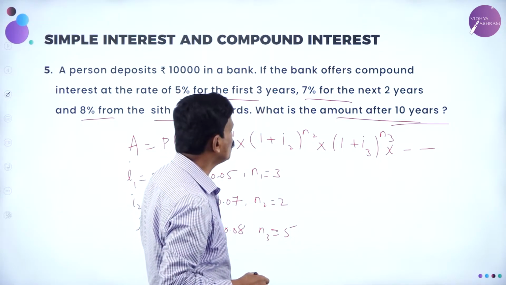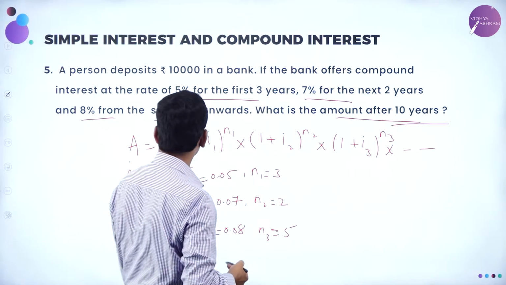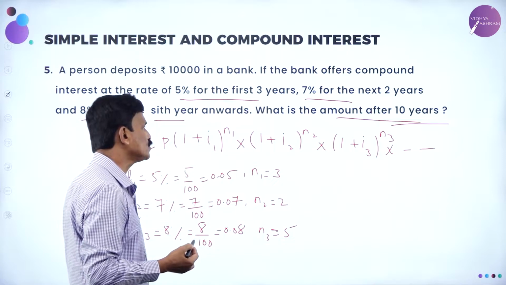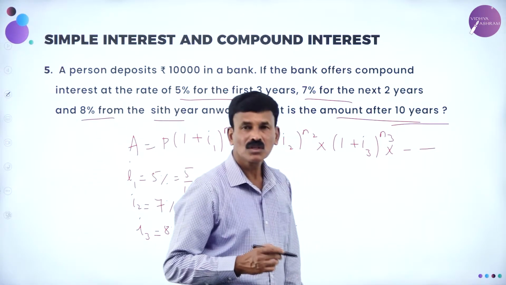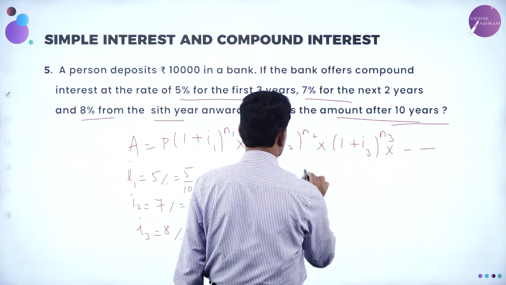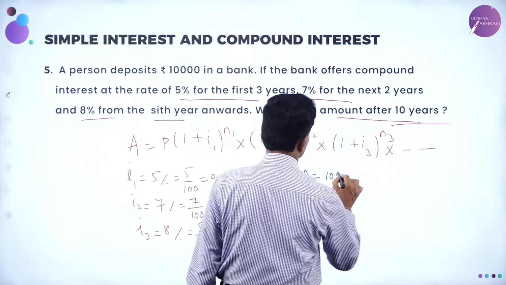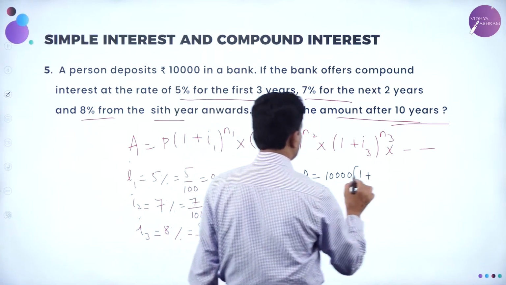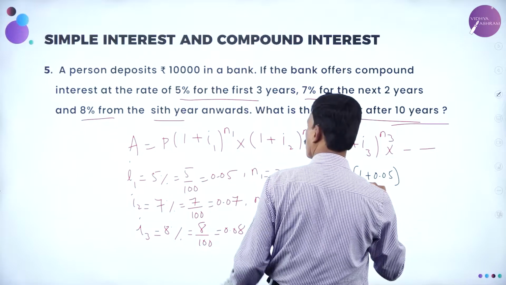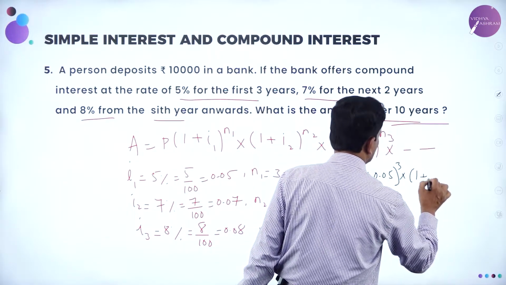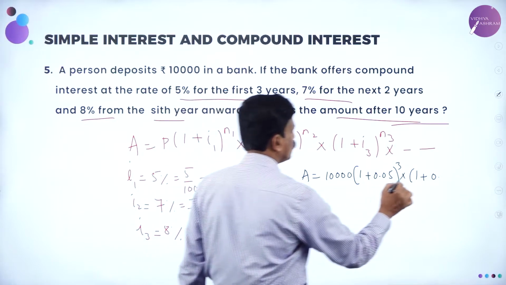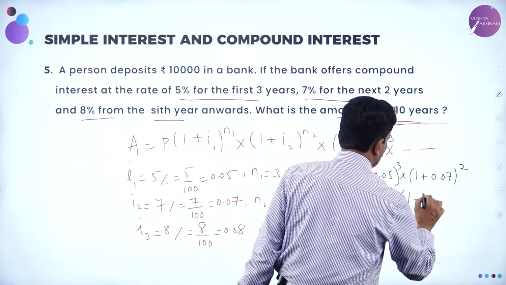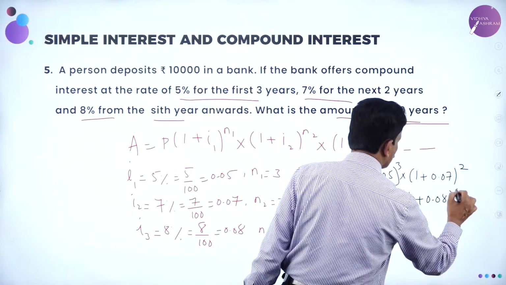Now just substitute: the amount A is equal to P into 1 plus I1 to the power of N1 into 1 plus I2 to the power of N2 into 1 plus I3 to the power of N3. Therefore, the amount is equal to principal 10,000 into 1 plus I1, which is 0.05, to the power of N1, which is 3, into 1 plus 0.07 whole to the power of N2, which is 2, into 1 plus 0.08 whole to the power of 5.